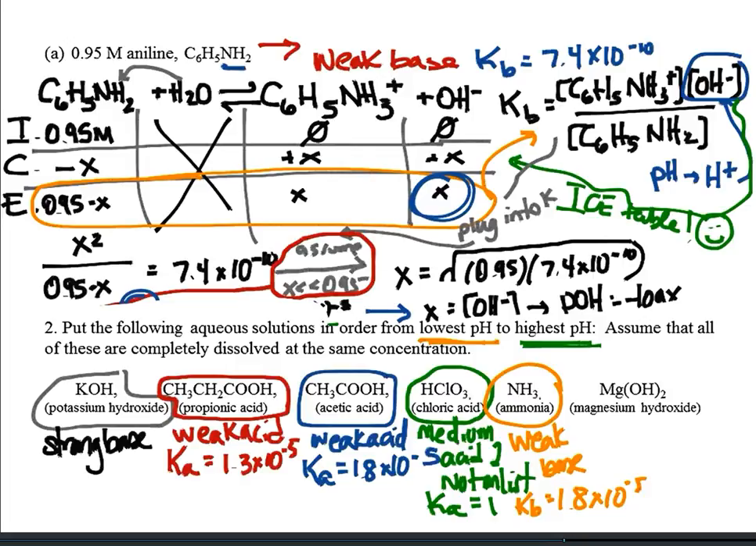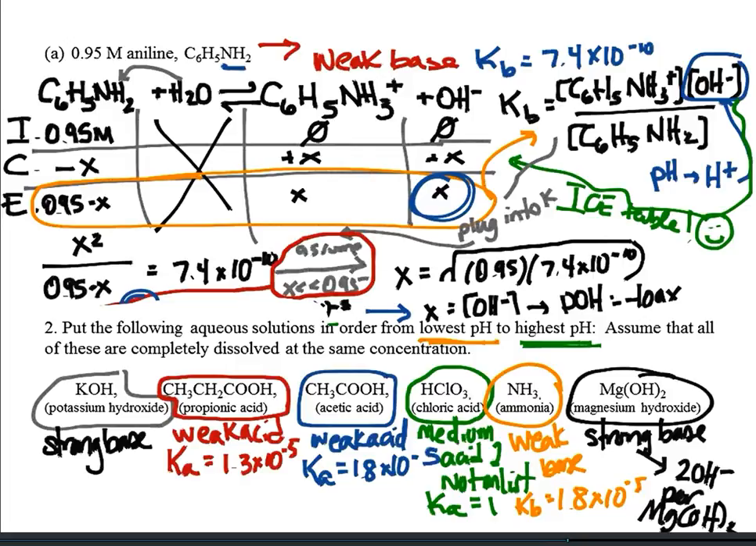It goes right here. Magnesium hydroxide is a strong base, and it forms 2 hydroxides per magnesium hydroxide. So magnesium hydroxide is going to be the most basic because it's a strong base, and it also forms double the hydroxide ion concentration as the potassium hydroxide does, which means that out of these 6 compounds, the strongest base is going to have the highest pH. So I'm going to list that last.